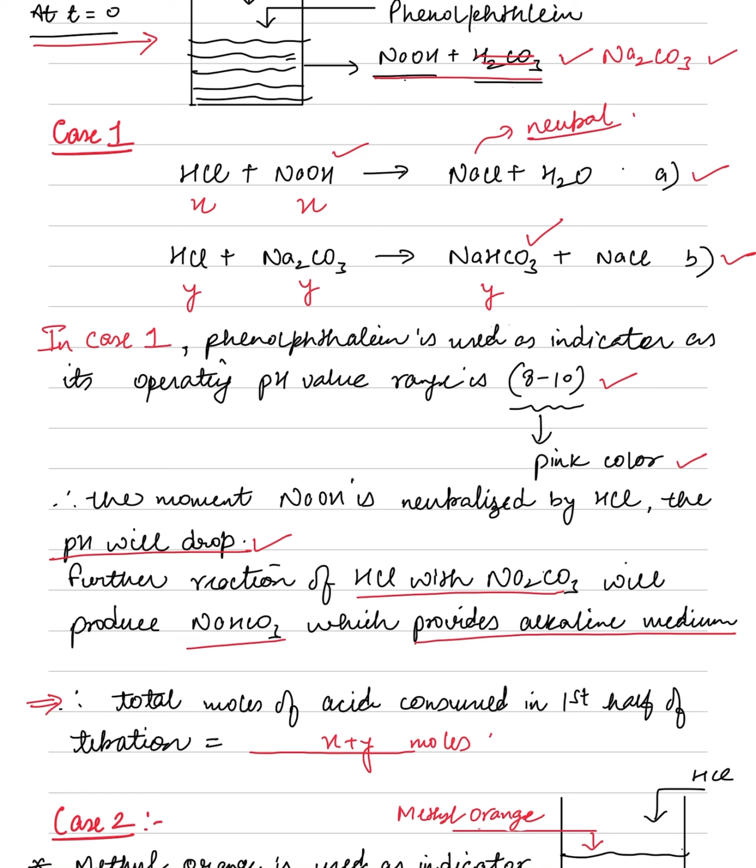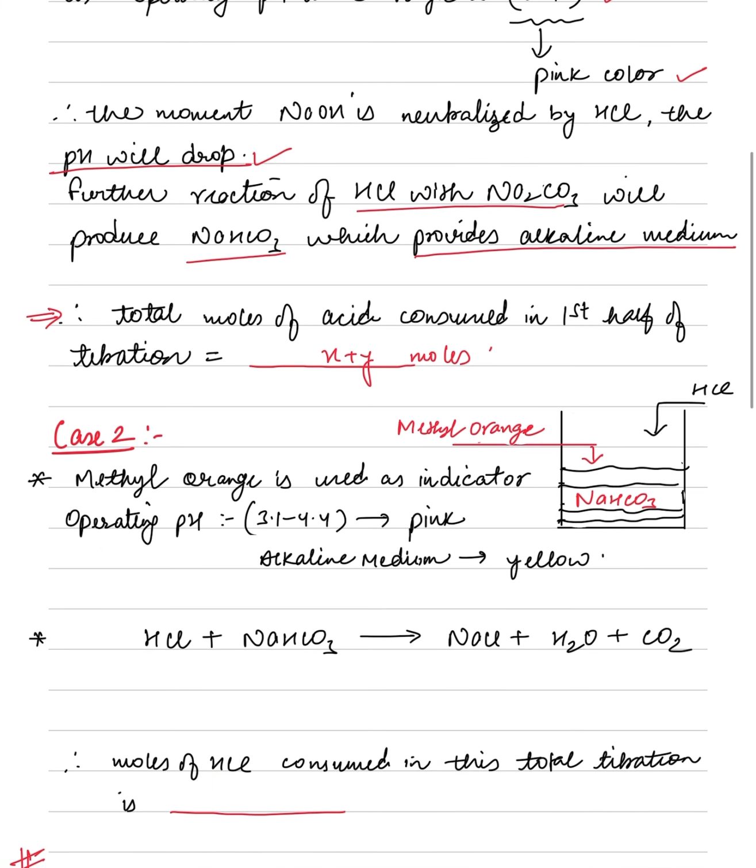This is the number of moles of HCl consumed in the first half. In case 2, that is the second half of the titration, we will use methyl orange as an indicator. Now methyl orange has an operating pH range between 3.1 to 4.4 where it shows pink color, and in other pH ranges it shows yellow color. That is, in alkaline medium it shows yellow color, and in the acidic range it shows pink color.